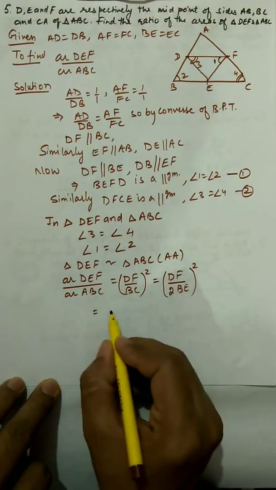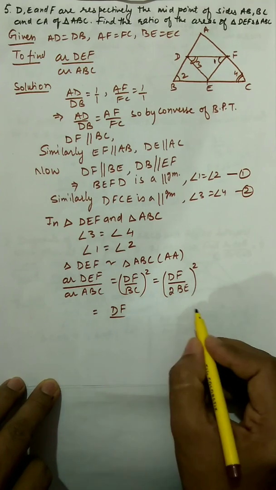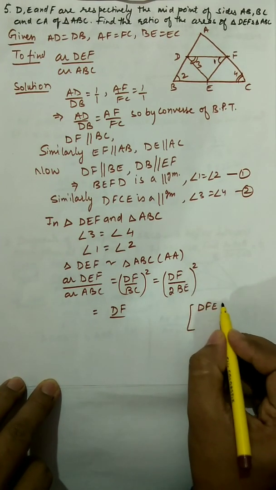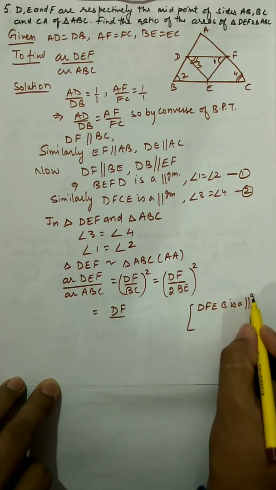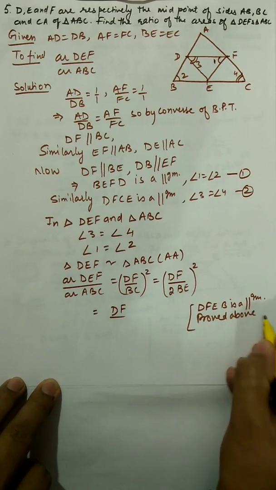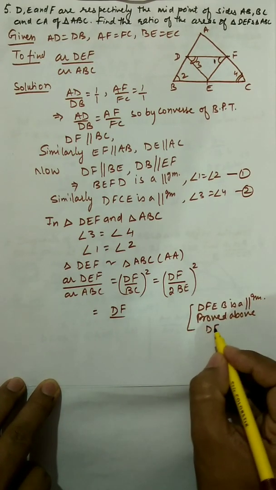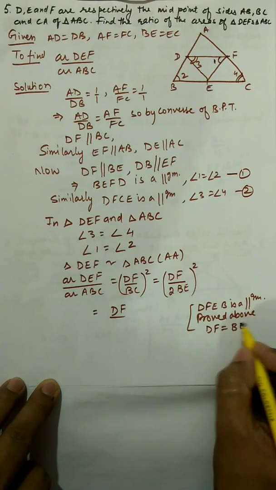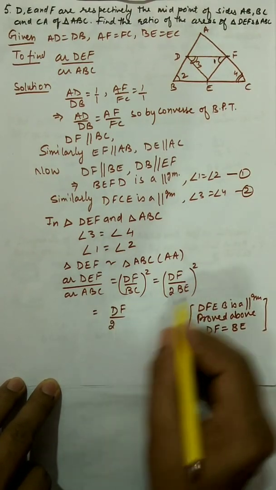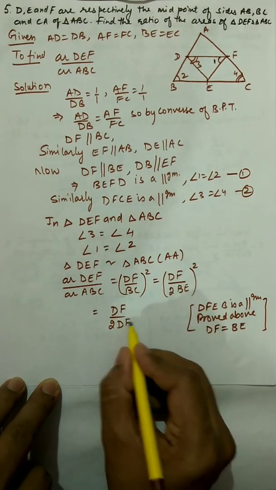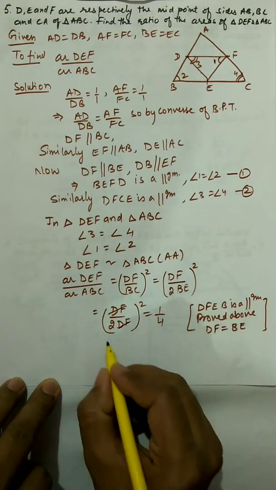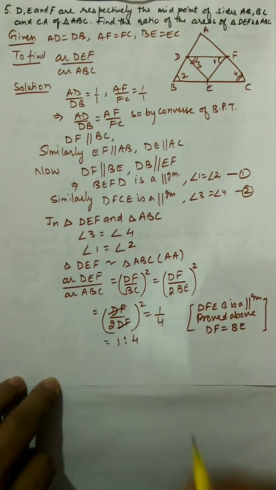Now after this you see that DF is here, I am writing that DFEB is a parallelogram, proved above. So from here you can get the result that DF is equal to BE. So wherever BE is written we can write DF. So this is twice DF, and this is whole square. You can cancel this, so this is going to be 1/4. So your answer is 1 ratio 4.